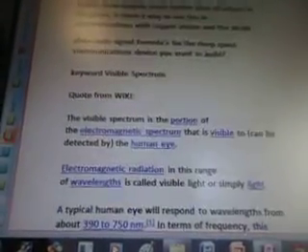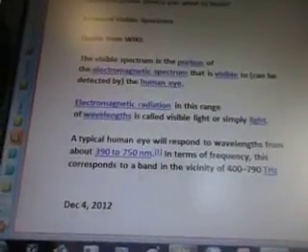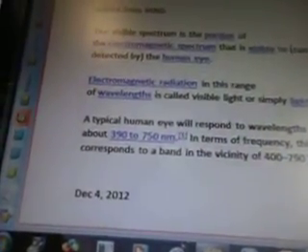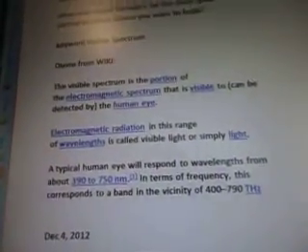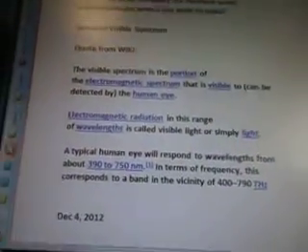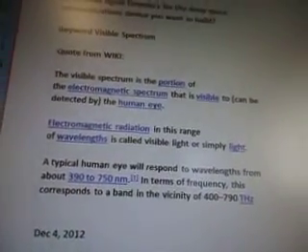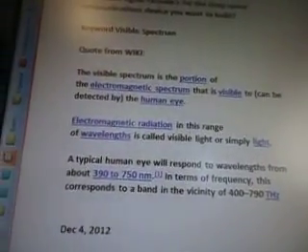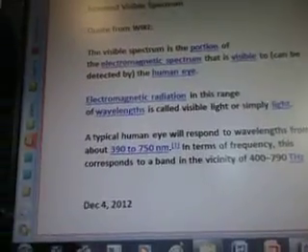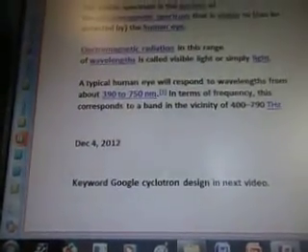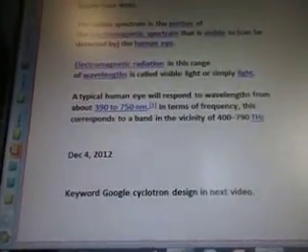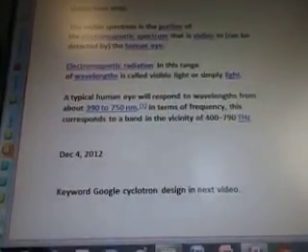Keyword visible spectrum. The visible spectrum is the portion of the electromagnetic spectrum that can be detected by the human eye, and electromagnetic radiation in this range of wavelengths is called visible light or simply light. A typical human eye will respond to wavelengths from about 390 to 750 nm. In terms of frequency, this corresponds to a band in the vicinity of 400 to 790 terahertz.